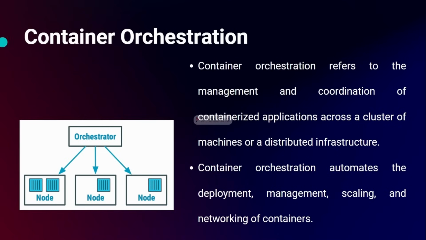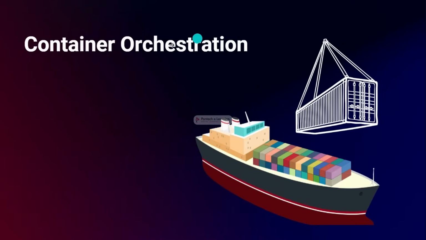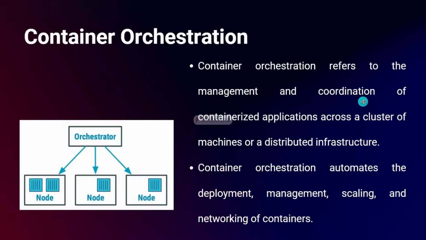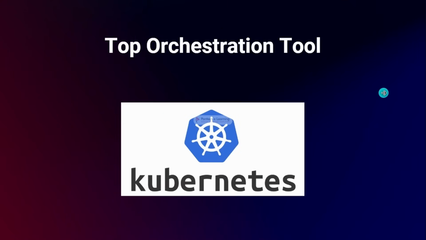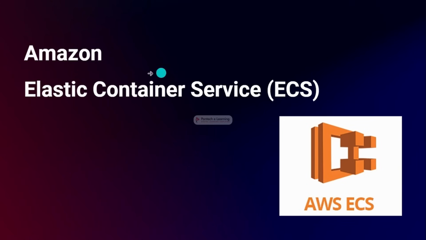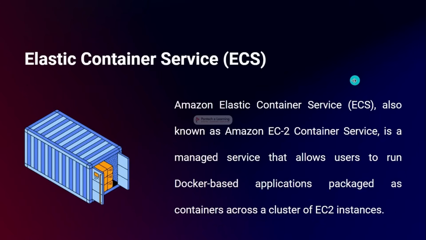Okay, so to connect all these things, you will be using something known as container orchestration. So you have a tool for it. It is called Kubernetes. And in AWS you have Amazon Elastic Container Service.